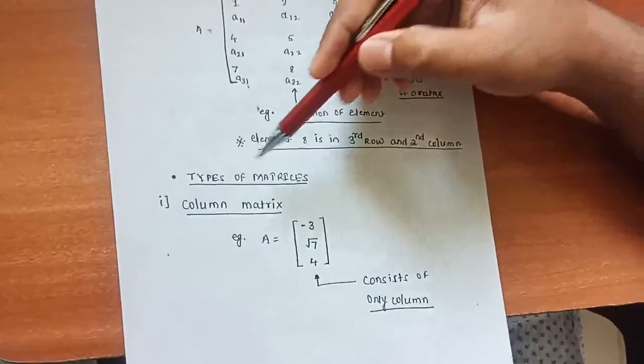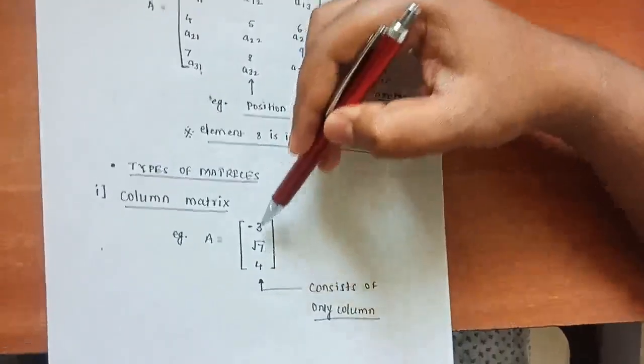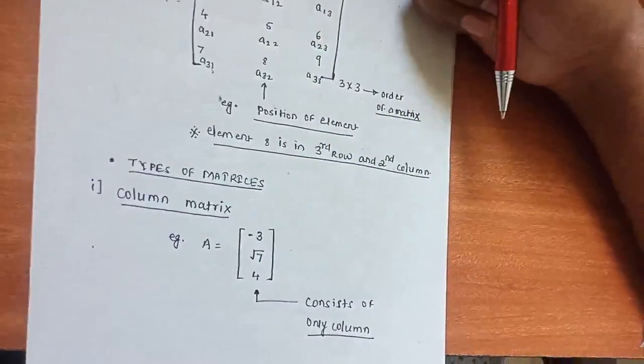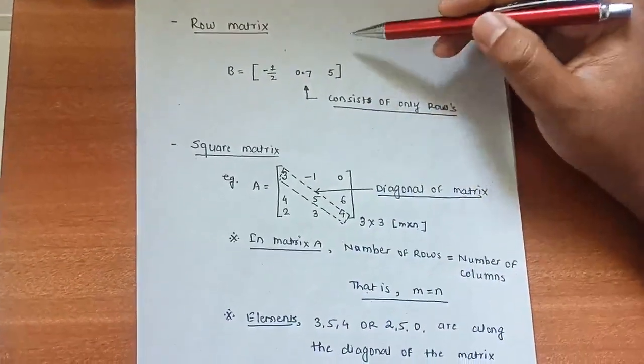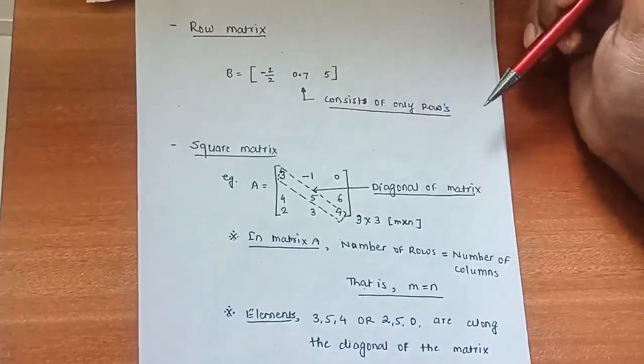So the next is types of matrices. First type is column matrix. That means the matrix has only one column. So it has only one column, so it is called a column matrix. Next type of the matrix is row matrix. You can see easily it has just one row, so we can call it a row matrix.